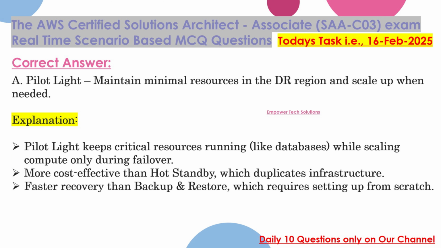Correct answer: A. Pilot light, maintain minimal resources in the DR region and scale up when needed. Explanation: Pilot light keeps critical resources running, like databases, while scaling compute only during failover. More cost-effective than hot standby, which duplicates infrastructure. Faster recovery than backup and restore, which requires setting up from scratch.